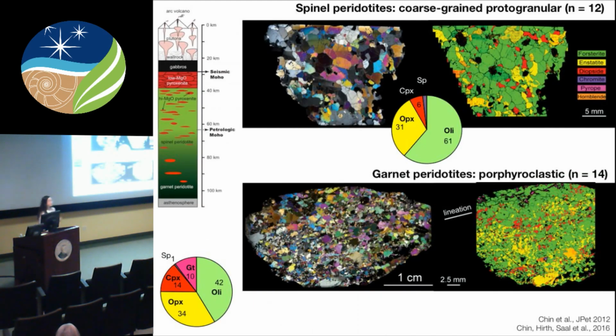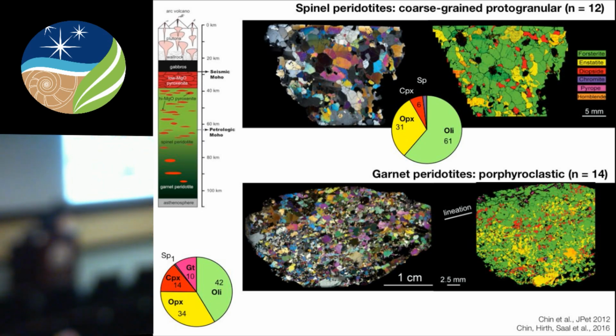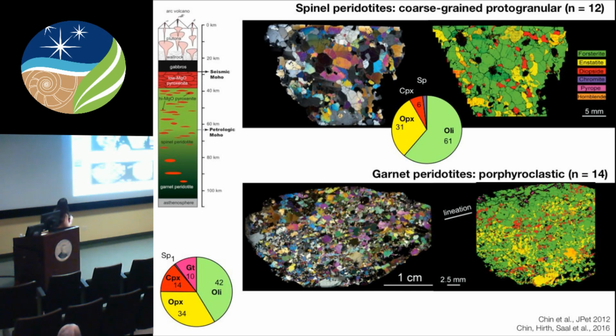So I'm going to focus first on looking at the peridotites because these tell us a lot about the history of melt depletion and stabilization of the lithospheric mantle. So, starting shallow, and then going down with increasing depth, we grade from spinel peridotites, which are these very coarse-grained, protogranular textured samples.